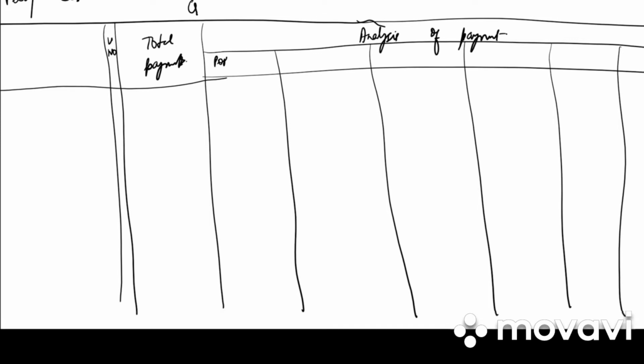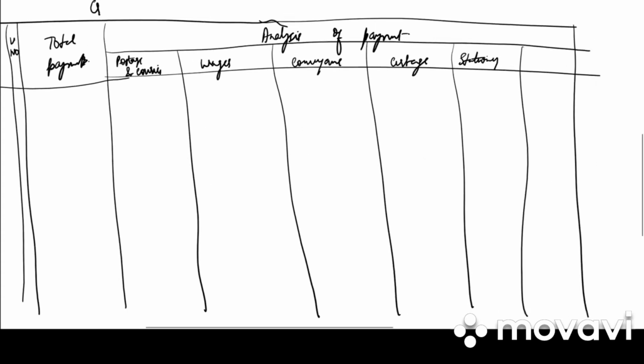Under that we have postage and courier, wages, conveyance, cartage, stationery, miscellaneous expenses.